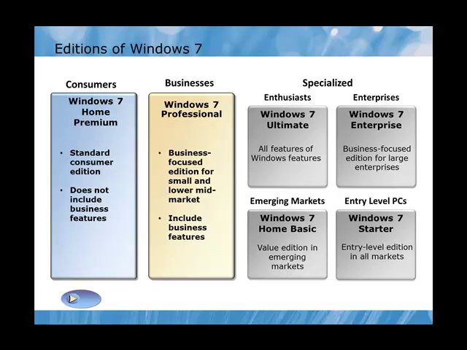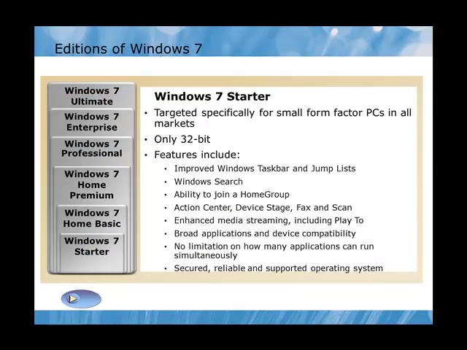Emerging markets, there's a Windows 7 Home Basic for Emerging Markets, one that's designed to run on really minimal hardware, and when they talk about that, they usually talk about maybe Africa or emerging economies, places like that. At entry-level PCs, Windows 7 Starter, these are really lower-level ones that you're probably never going to see. The Windows 7 Starter is specifically for the small form factor machines that don't have a lot of anything. It is only a 32-bit operating system, which means that we've got a memory limitation.